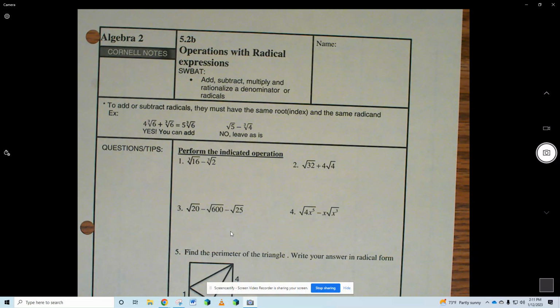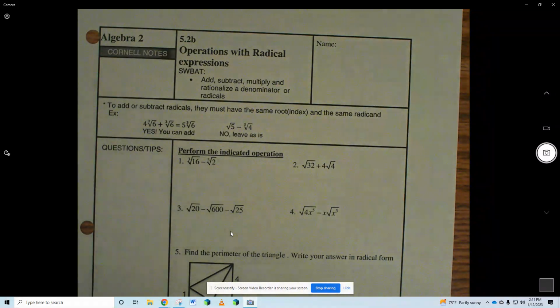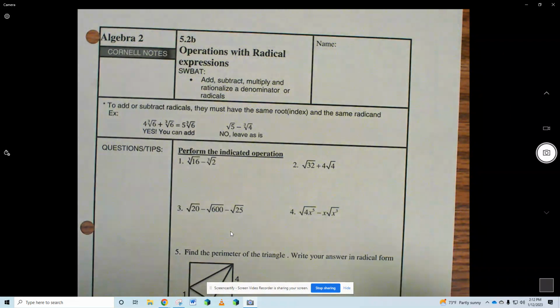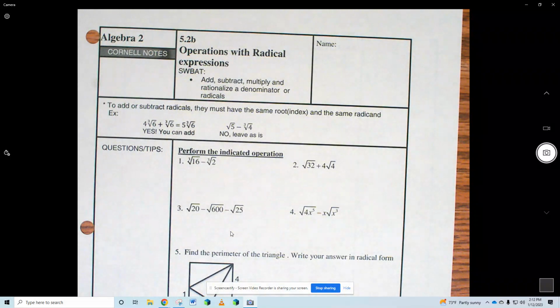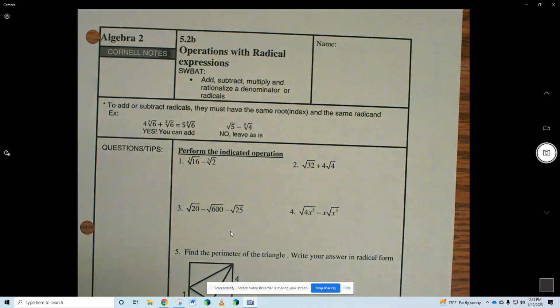Because as it is on number 1, if I have this problem and there's a rad 16 and a rad 2, those aren't the same. I can't do anything. And a rad 32 and a rad 4, those aren't the same. I can't do anything. So I need to make sure that I'm simplifying inside so that I have the same, we call it the radicand. All right, so here we go.